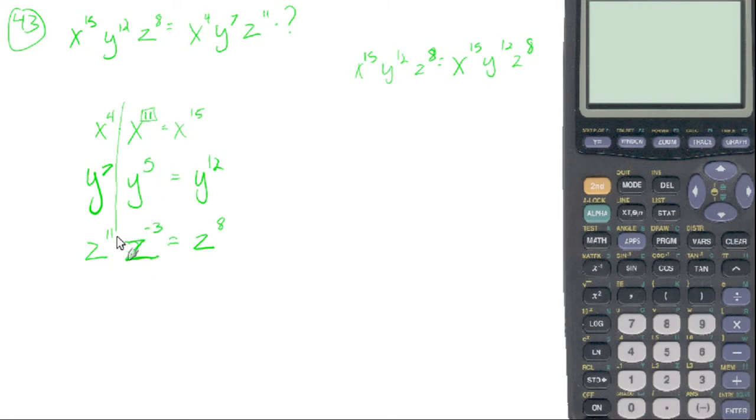So these guys right here, that's what we need to multiply by in order to take x from the 4th to x to the 15th and so on. So question mark needs to be x to the 11th, y to the 5th, z to the negative 3. So if we multiply this by that, we will wind up with that there.